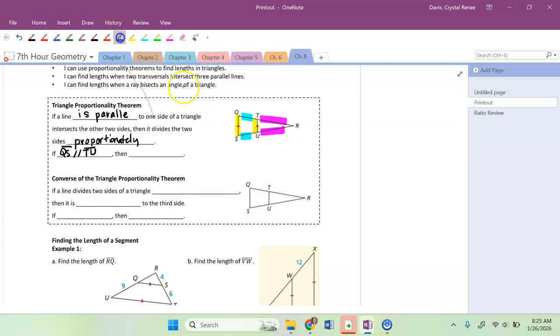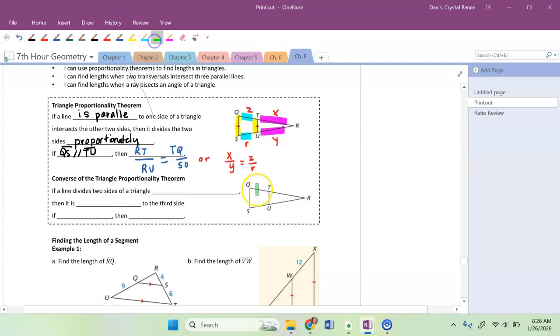So if QS is parallel to TU, that means it cuts the sides proportionally. That means RT over RU is going to be equal to TQ over S. Or if it helps you, if this is X, Y, Z, and R, you could write this as X over Y equals Z over R. If all these letters confuse you, think of it this way.